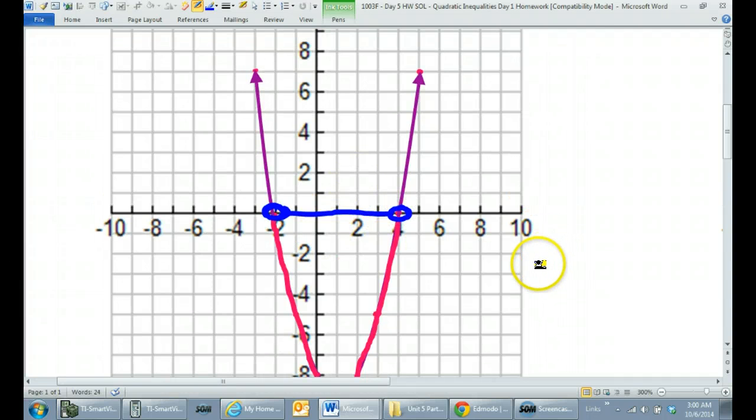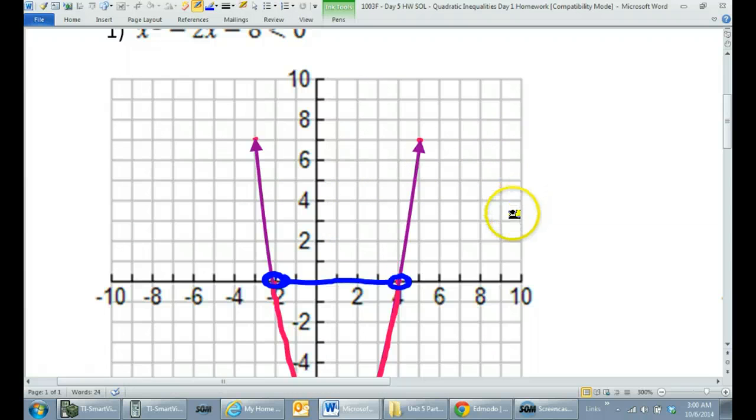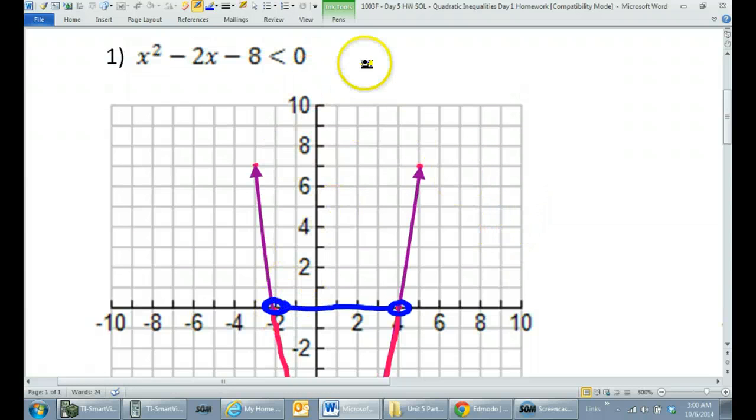Okay, but the main thing we need is the interval notation. So the interval notation for this will be negative 2 to 4, because that's where the x values go, from negative 2 to 4. And we will leave these as round parentheses for the same reason I put these as open circles. We're not including the parts that are equal to 0, so we have to leave out the negative 2 and the 4. Alright, so that's problem number 1.